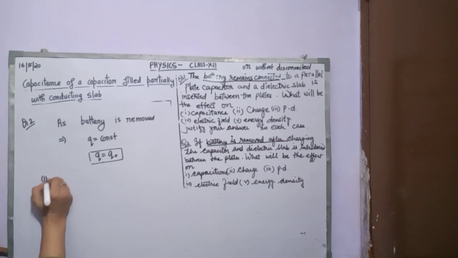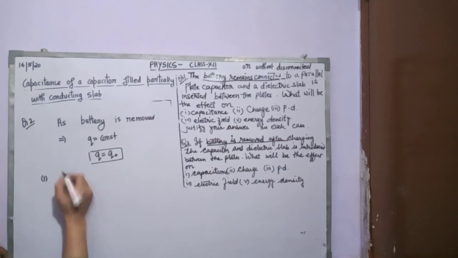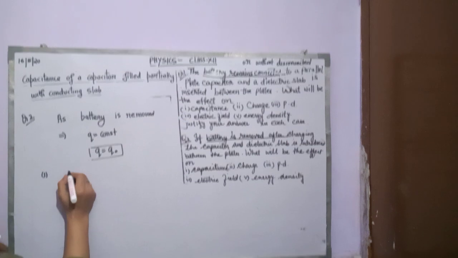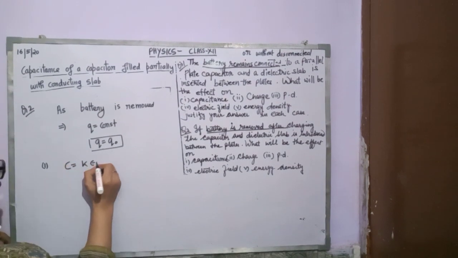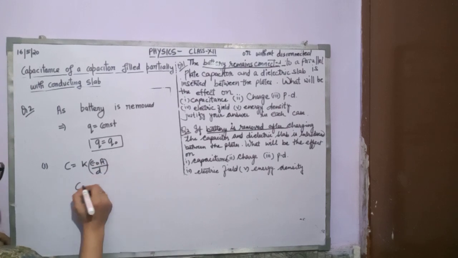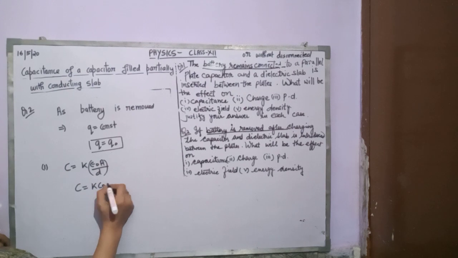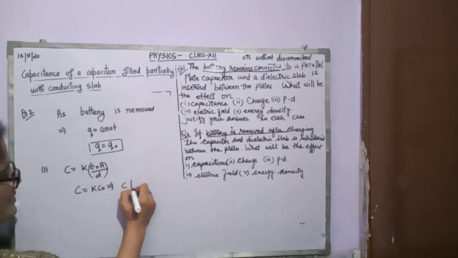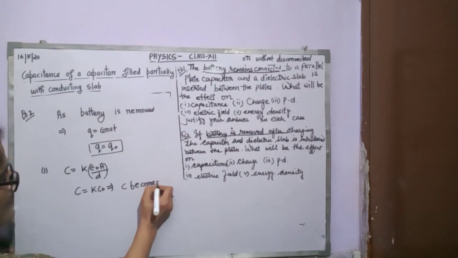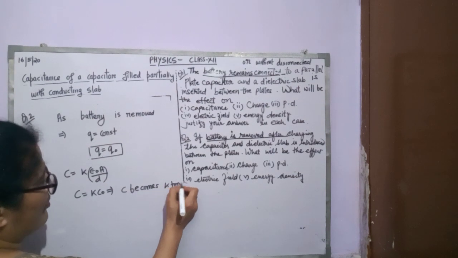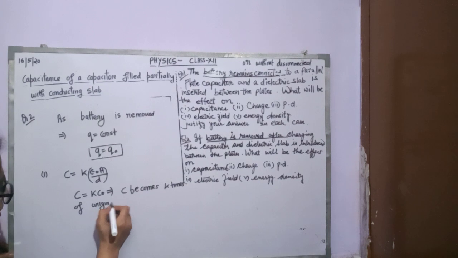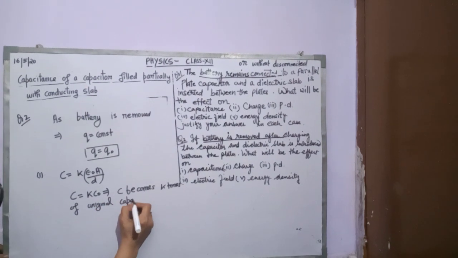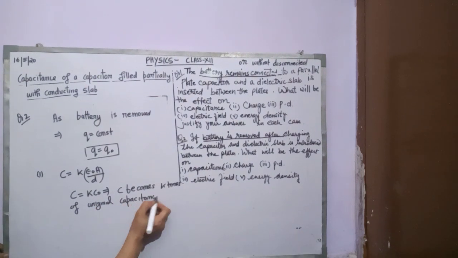Now the first part is capacitance. You know, as in the previous question, C is equal to K epsilon naught A upon D due to the dielectric slab, and this value is C naught, so C is K C naught. That means C becomes how many times? C becomes K times of original capacitance. This is your first part answer.